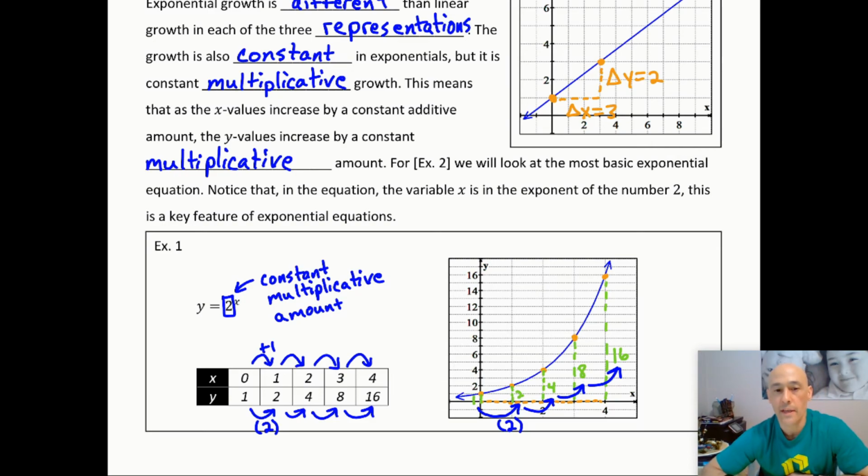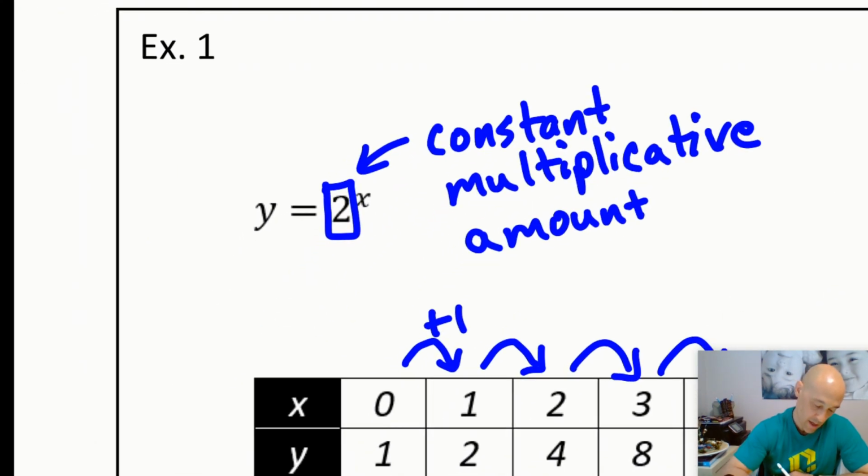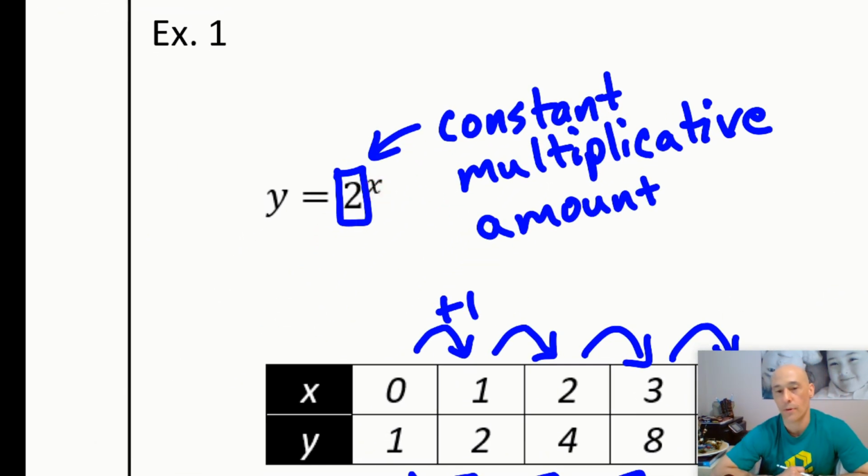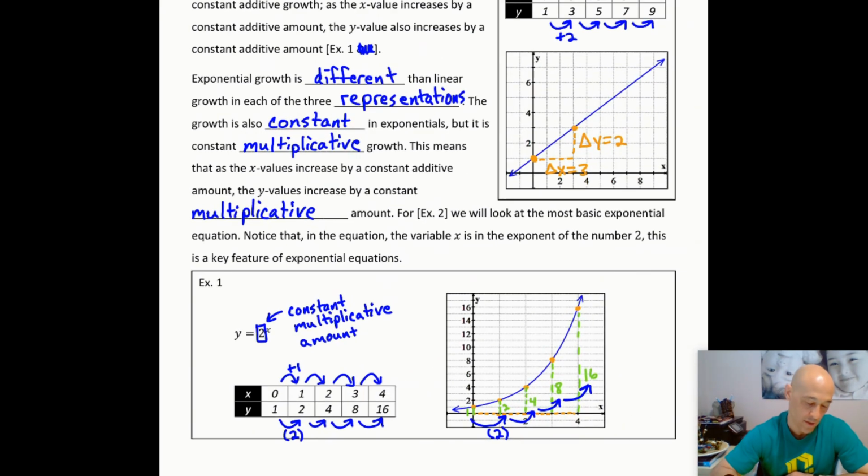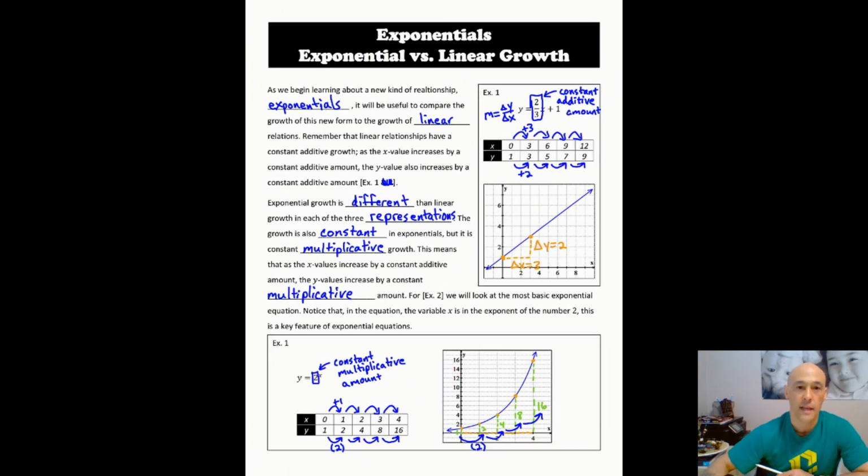Notice that in the equation, the variable x is in the exponent of the number 2. So in the equation here, I'm going to zoom in again, x is in the exponent. And that is a key feature of exponential equations. So this is exponential versus linear growth.